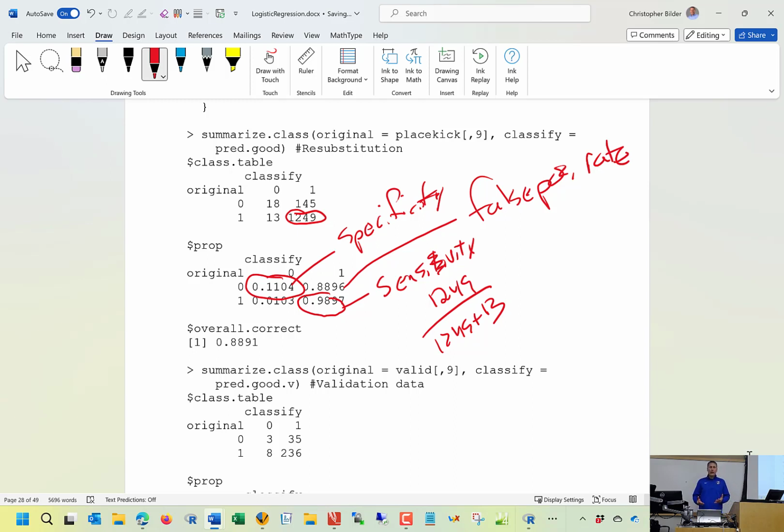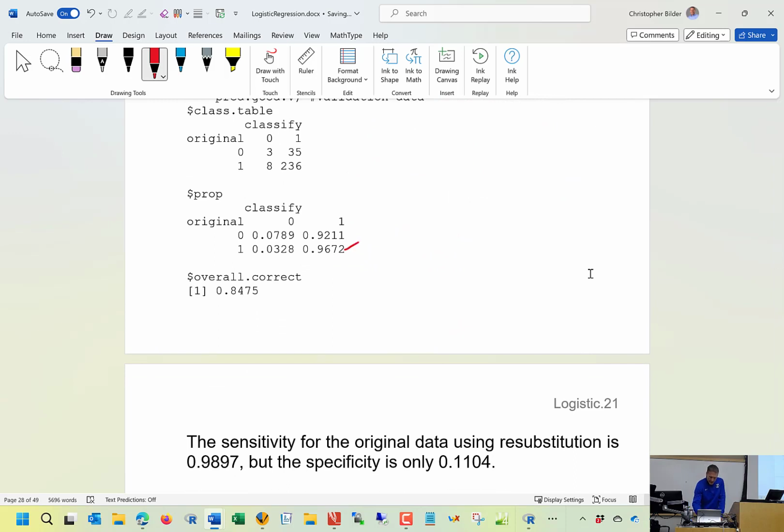My overall correct classification rate is about 89%. Okay. Let's look at it in terms of the validation data set. My sensitivity, my specificity, right there. And we can see we get similar results. My overall correct classification rate is 85% now.